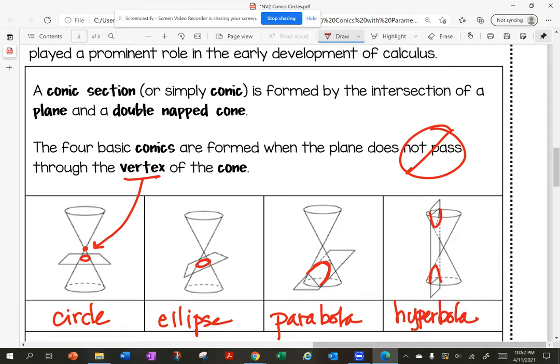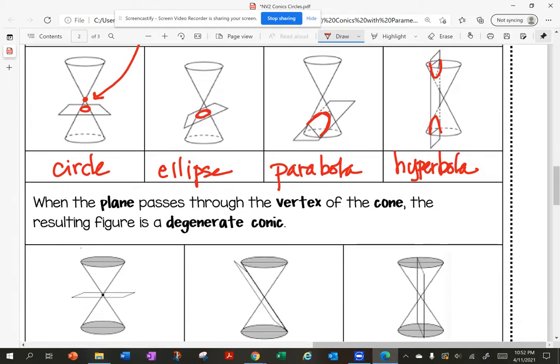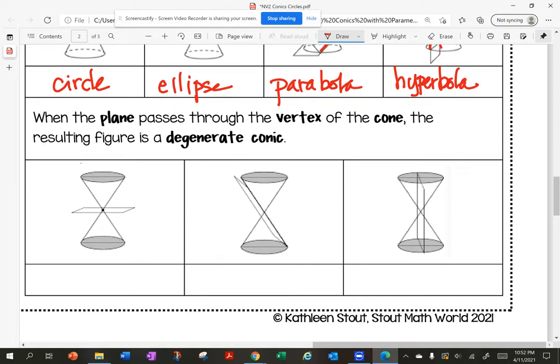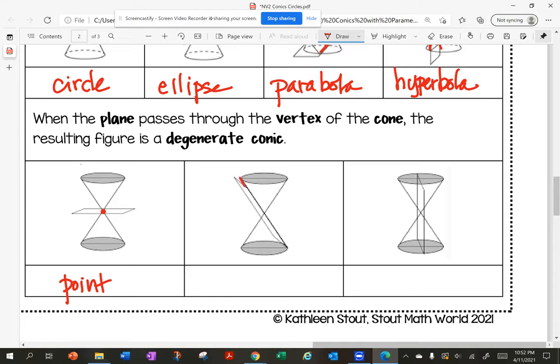So I'm thinking at this point you should have worked with circles, ellipses, and parabolas. And just the hyperbola should be new. Okay, in the case where the plane does pass through the vertex, we have what is called a degenerate conic. So when I pass through the vertex like this, I have a point. When I pass through like this, I have a single line. And when I pass through like this, I have intersecting lines.